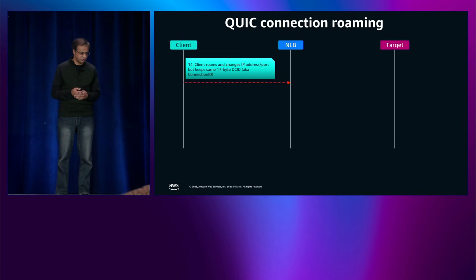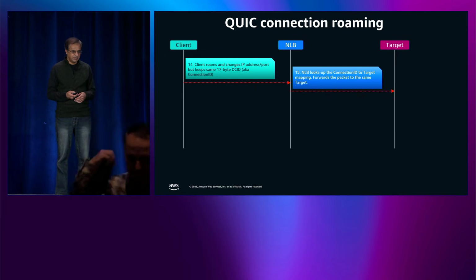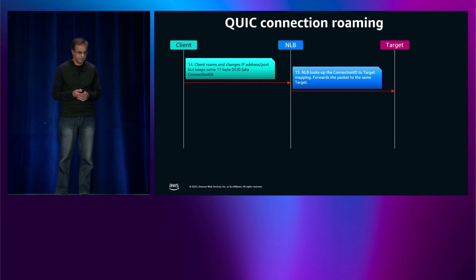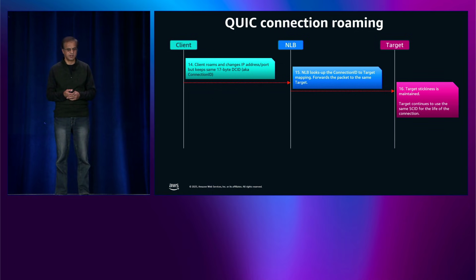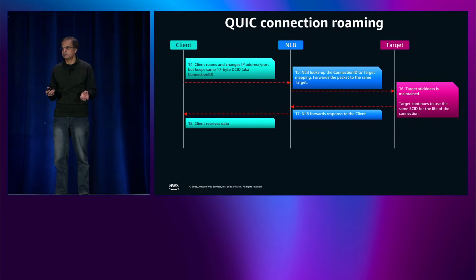The client roams. It changes either its IP address or port or both, but keeps the same 17-byte ID. NLB will then look up the connection ID. It knows, based on the lookup, which server ID to go to and simply forwards the packet to the target. The target receives it, and the connection stickiness is still maintained with the same target. And then the packet goes back to the client. So this is how the connection is maintained even when the client has roamed to a new IP address or a new source port.